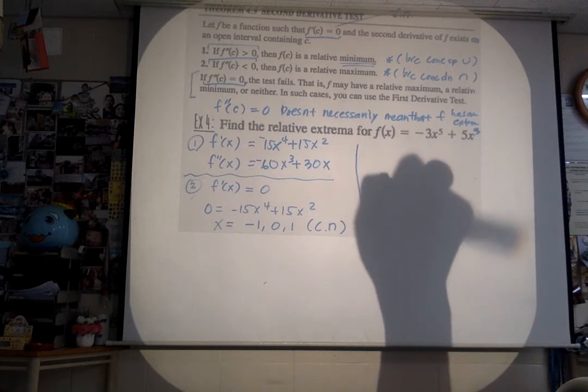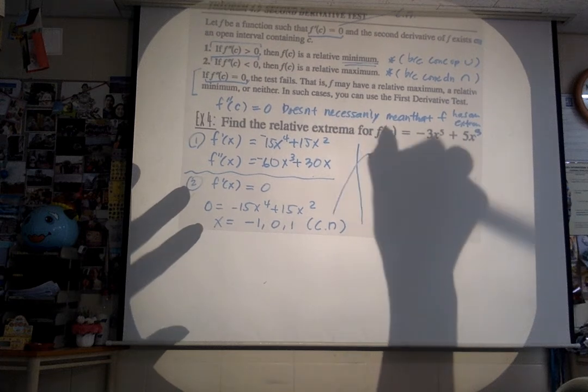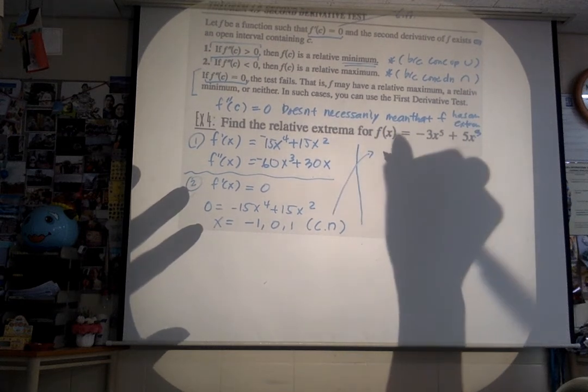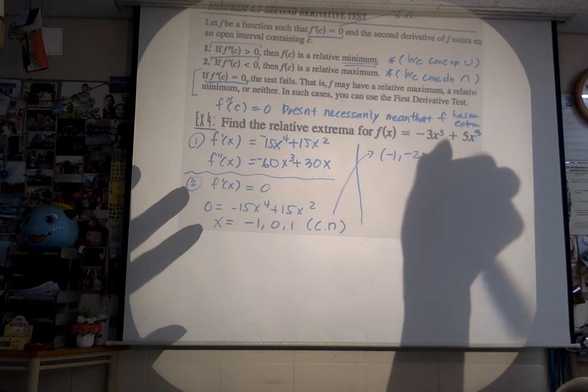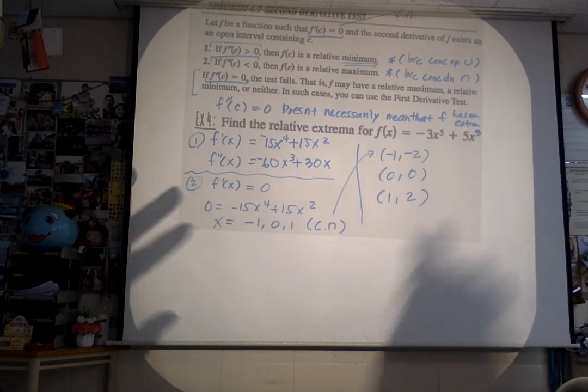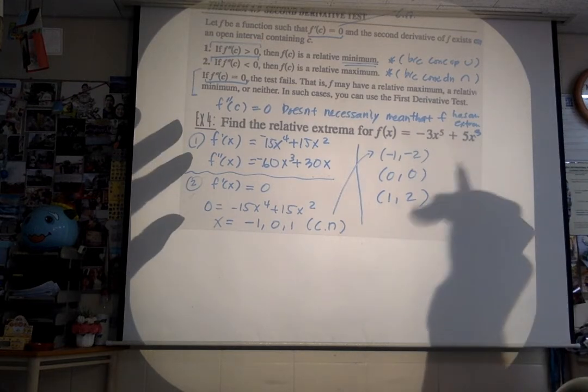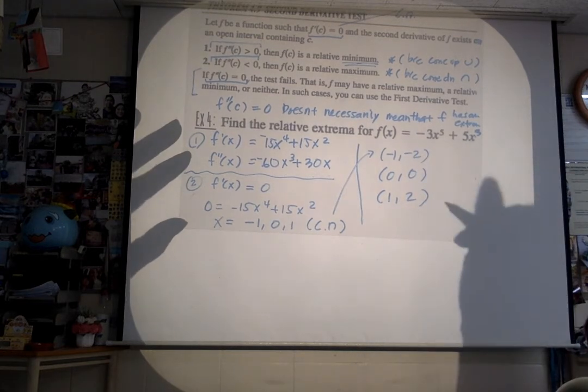Now my next step is what? Oh, you know what, you guys? Let's actually find the coordinates for this. When I plug them back into f of x, I get this. Negative 1 is negative 2. At 0, I get 0. And 1, I get 2. Okay? Now, these are your f prime of x, right?